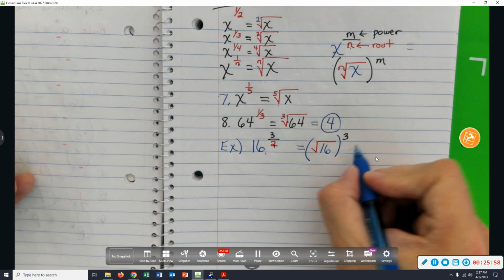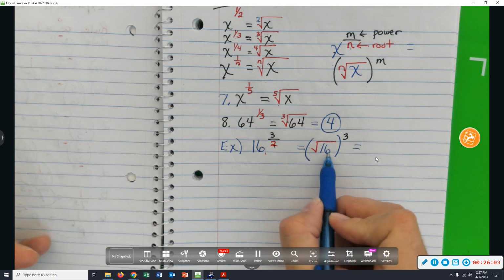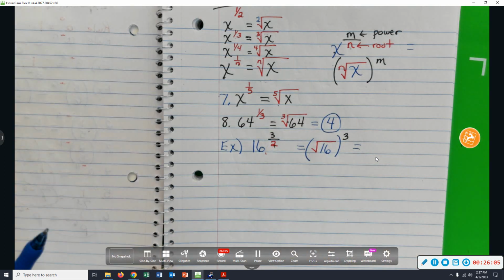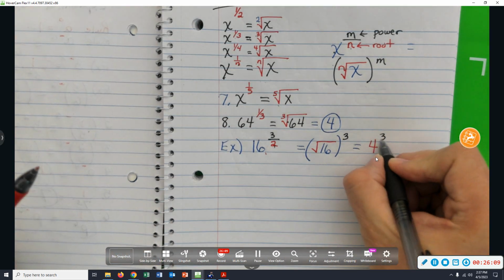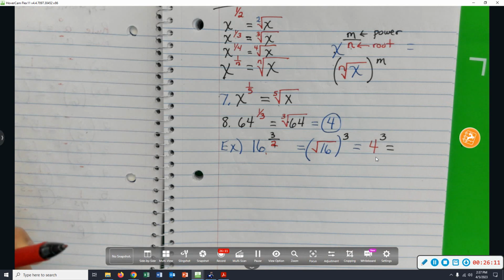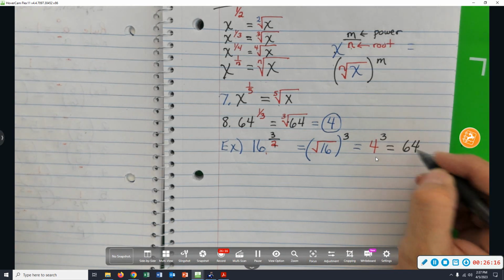Did y'all hear what the square root of 16 is? Well, heck, even if you didn't hear it, you know it. The square root of 16 is 4. So we have a 4 cubed. Yeah, don't say 12. It's 4 times 4 times 4, which is 64.